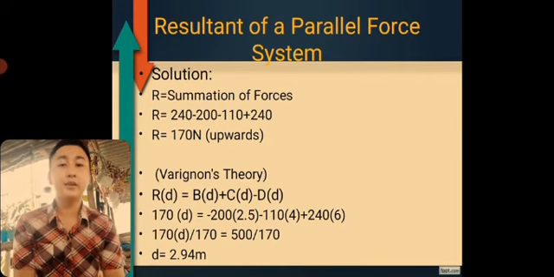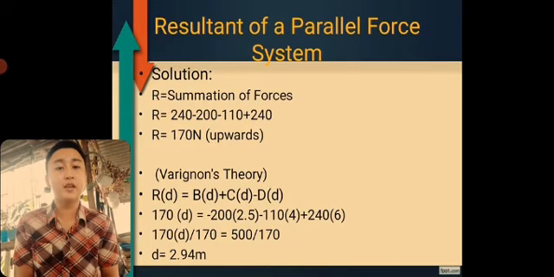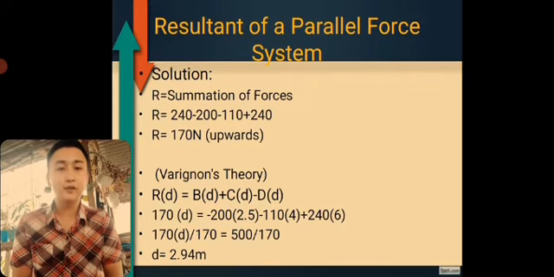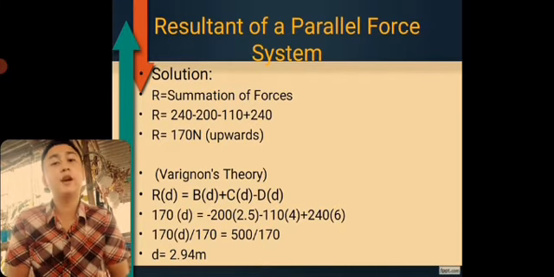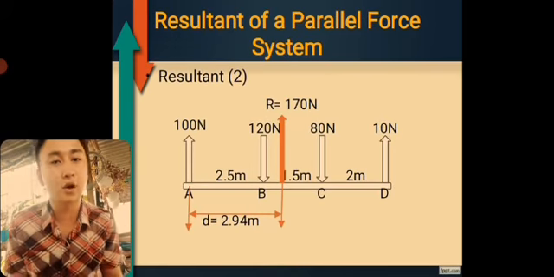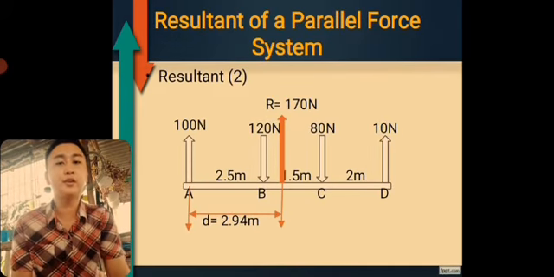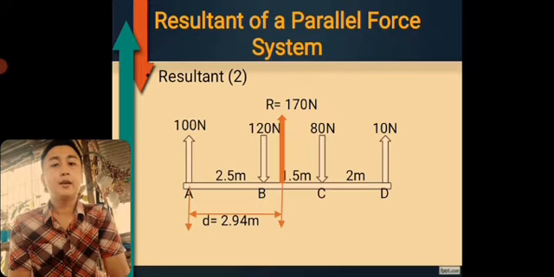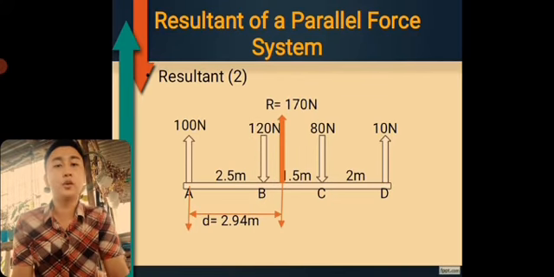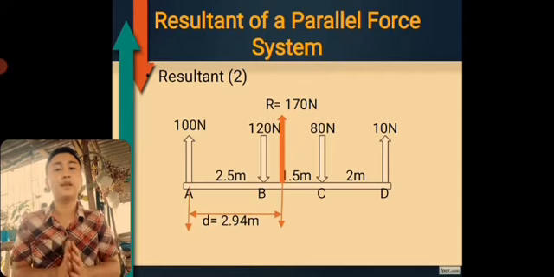And 170 times d divided by 170 is equal to 500 divided by 170. Let's cancel out 170 to find that distance, which is equal to 500 divided by 170. So we calculated that the distance is equal to 2.94 meters. Let's take a look at the distance of the resultant. As you can see in the figure, the distance of the resultant is 2.94 meters and the resultant is equivalent to 170 Newtons. That's all for my example.